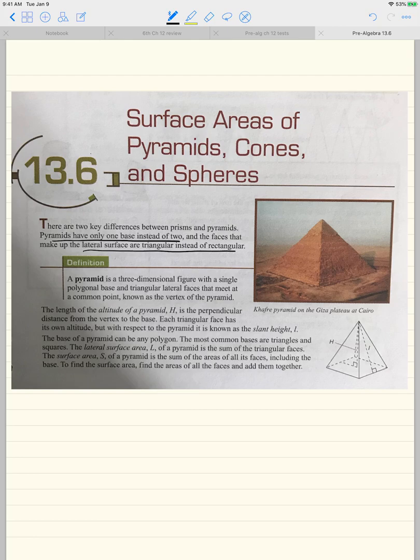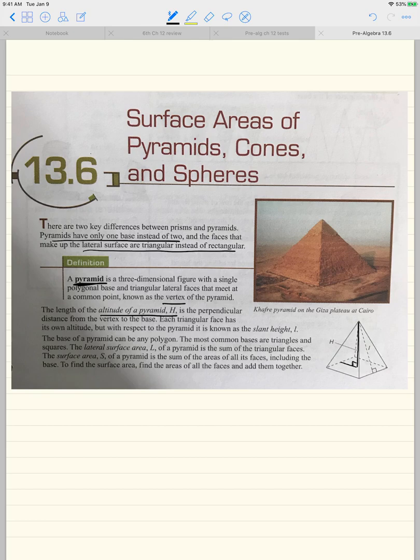So, the definition of a pyramid is a 3D figure with a single polygonal base and triangular lateral faces that meet at a common point known as the vertex of the pyramid. The length of the altitude of the pyramid, capital H, is the perpendicular distance from the vertex to the base. So in this diagram right here, it's this dashed line dropped here. We know it's perpendicular because we have a right angle down to the base, okay?